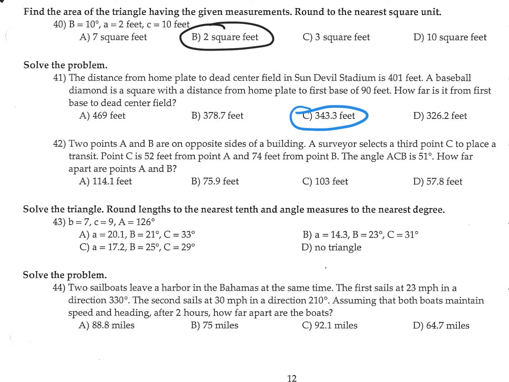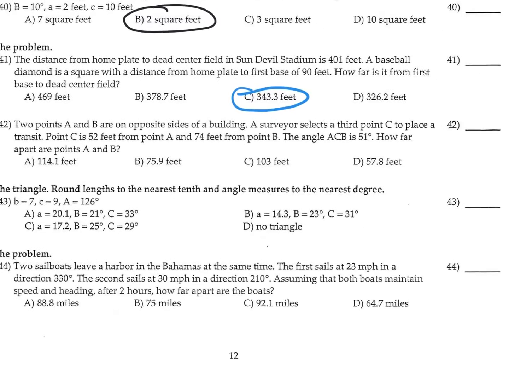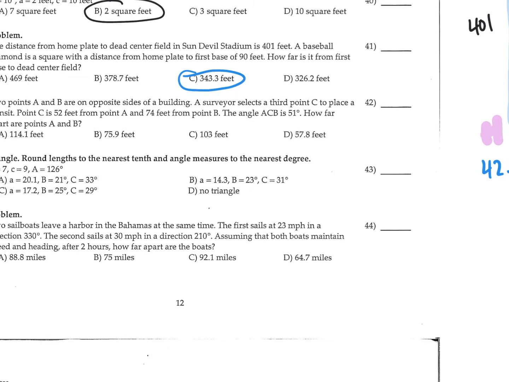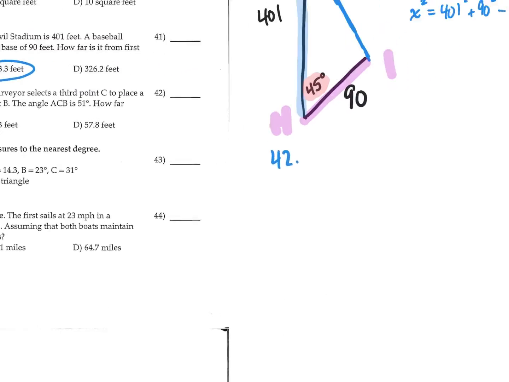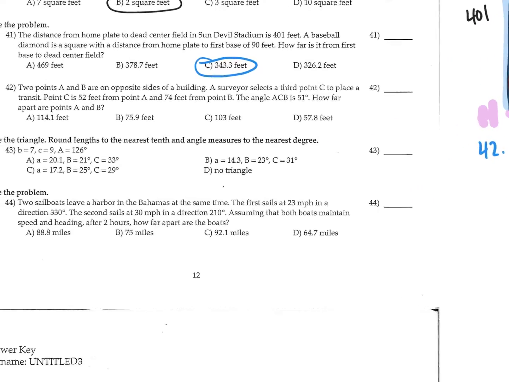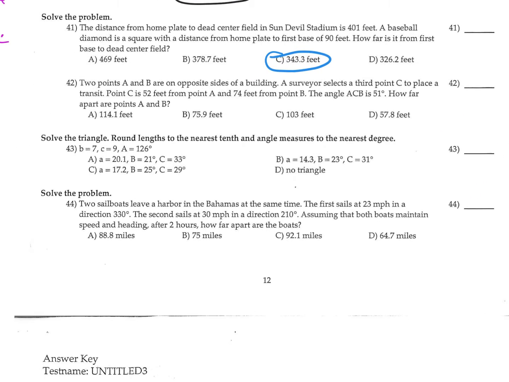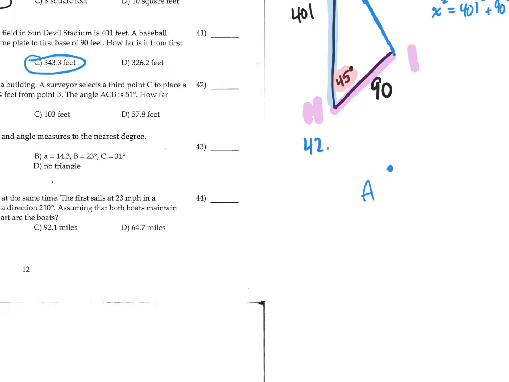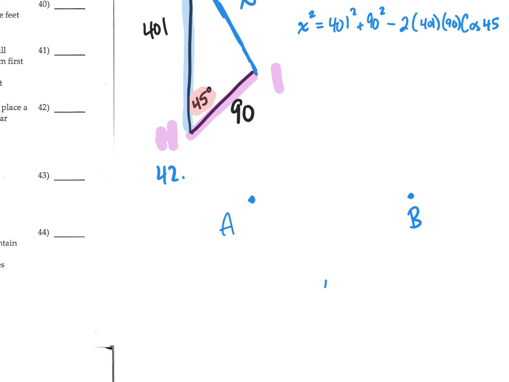We have another word problem with number 42. They tell us that points A and B are on opposite sides of a building. So I'm going to just create some points here. So we have point A and point B. And they tell us that they select a third point to place a transit. That's going to be point C. So we're going to go ahead and label this here. We can see we're going to create a triangle.